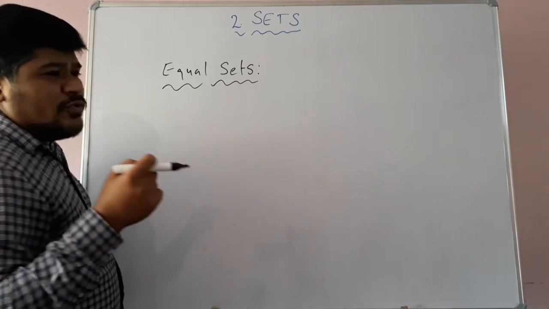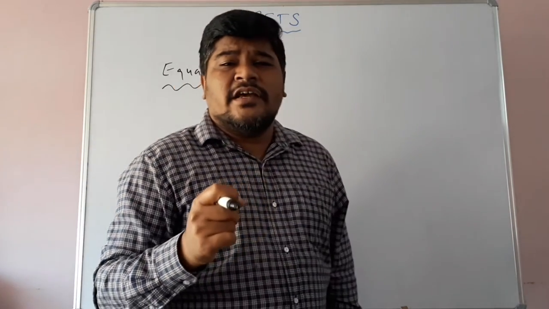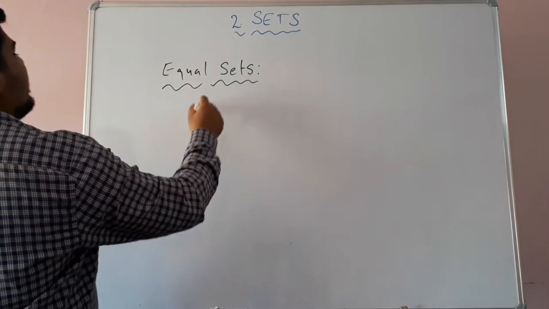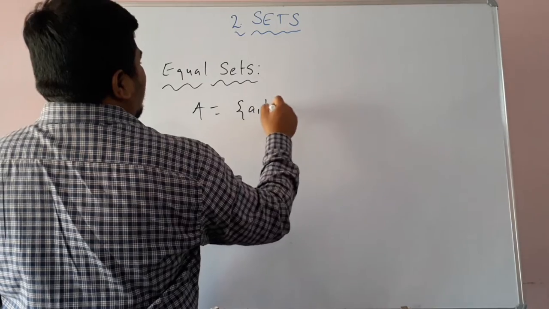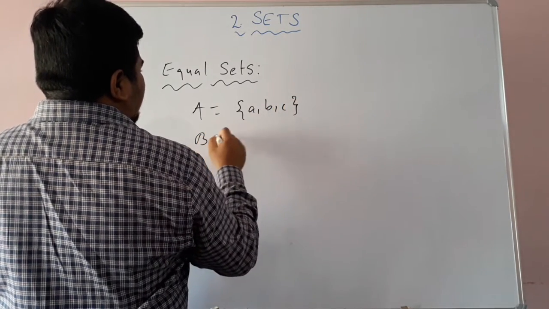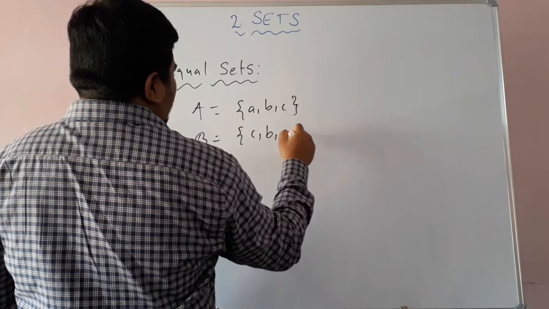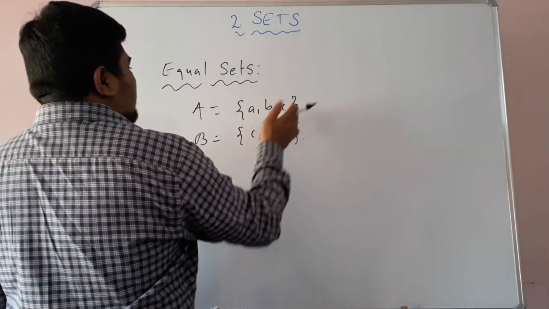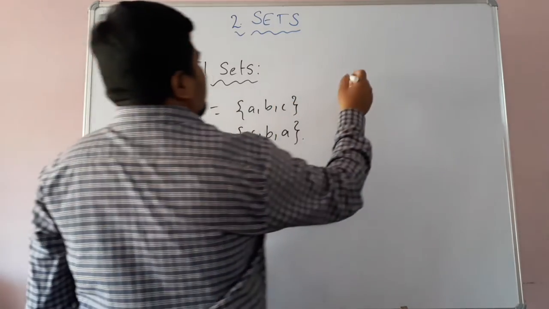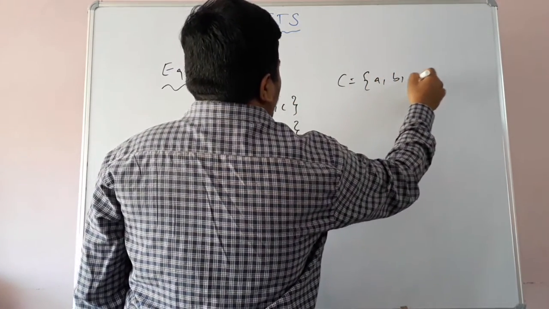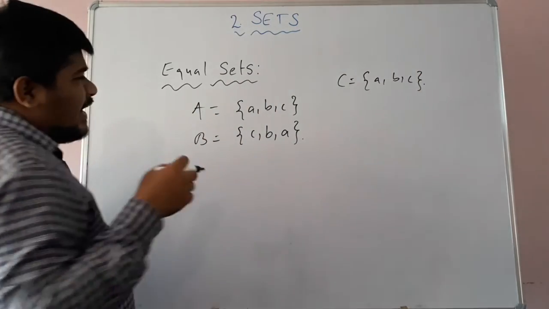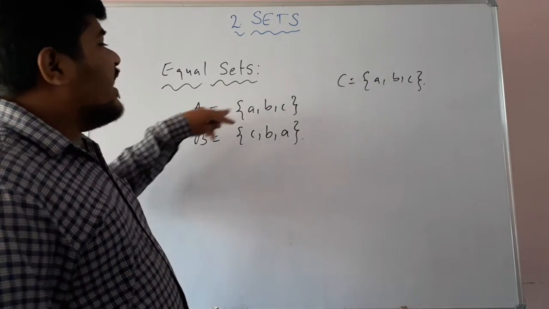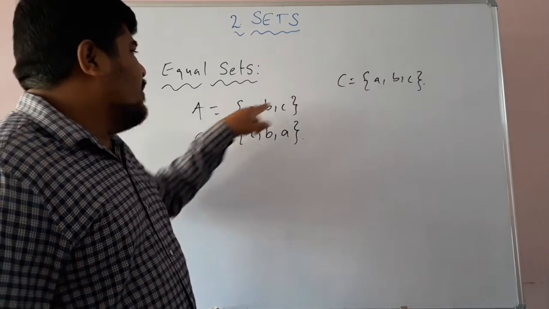Two sets are said to be equal sets if they have the same elements. Suppose set A has three elements, A comma B comma C. Set B has three elements, C comma B comma A. Here the first element is A, here the third element is A; B, B; C, C. If you take set C, that is also A comma B comma C. So here sets A and B are said to be equal sets. Even set A and set C are also said to be equal sets, because ABC, ABC.